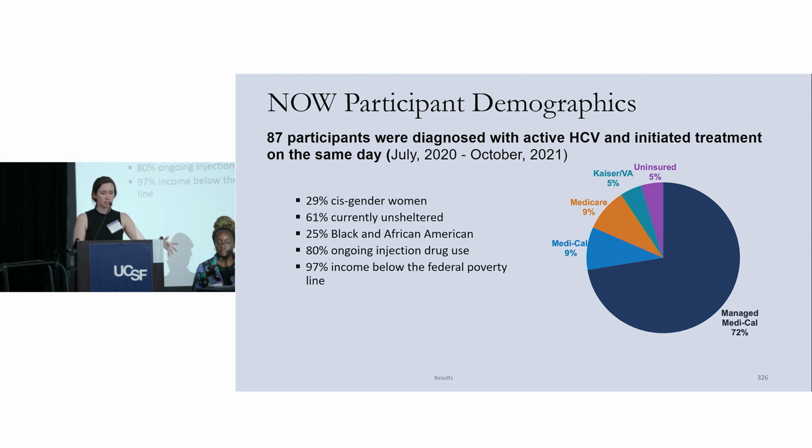Since we're talking about insurance coverage, it's also important to just note the insurance coverage of people here. And because we live in San Francisco, most patients actually had insurance. The vast majority of them were managed Medi-Cal or straight Medi-Cal, and then some were Medicare patients, and others were either uninsured or out of network in the Kaiser and VA systems.